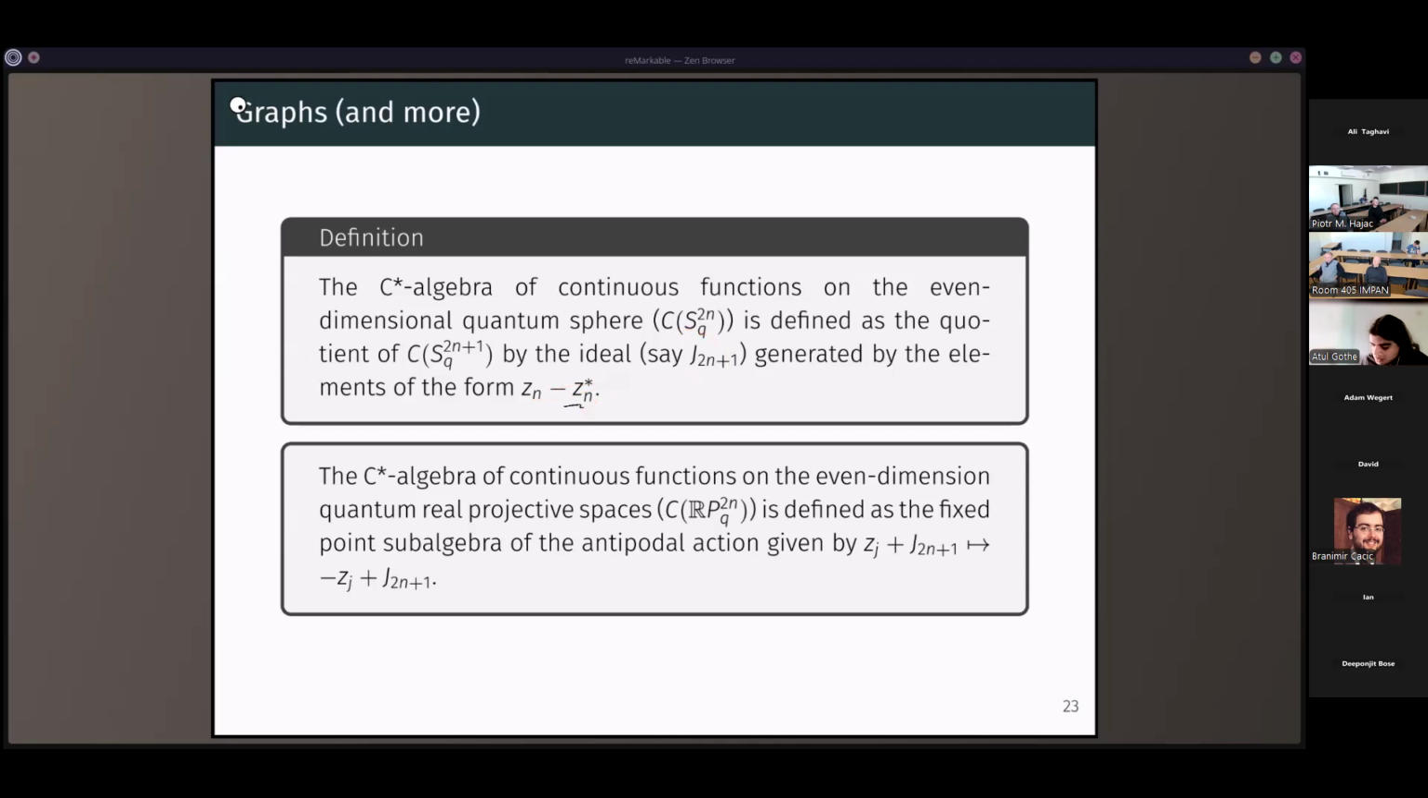And just like the previous odd real projective spaces, the even real projective spaces are also defined by Zj plus J2n plus 1, because C of SQ2n plus 2 is defined as C of SQ2n plus 1 over this ideal. So we just want to look at everything modulo this ideal J. Again, Zj just goes to minus Zj, and we take the fixed point subalgebra under this antipodal action, and the C-star algebra is called the even dimensional real projective spaces.